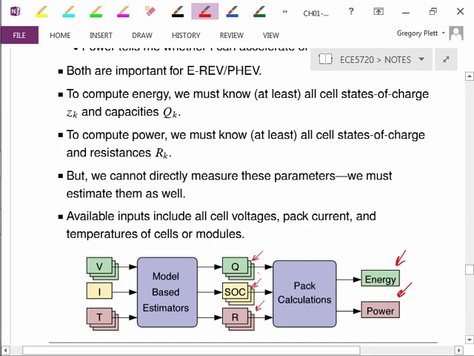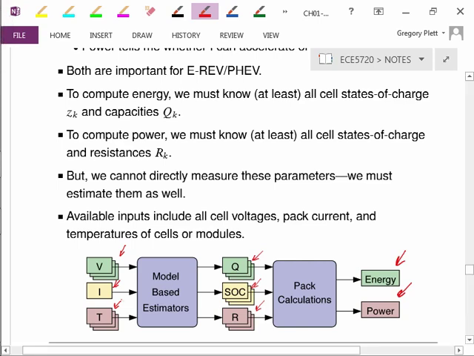So great. Let's make a sensor, an electronic device that measures capacity, state of charge, and resistance. Well, sadly, those don't exist either. I can't actually measure them. I have to somehow compute them or estimate them. What can I measure? I can measure voltage, I can measure current, I can measure temperature. So each cell voltage, the stack current, and each cell temperature, or some subset thereof.